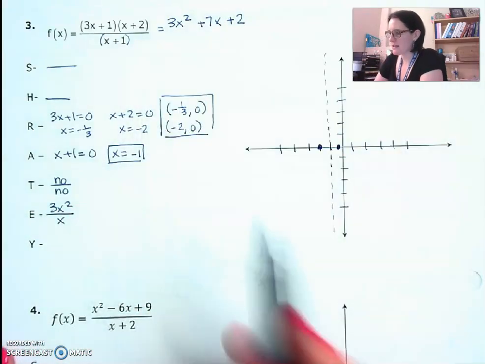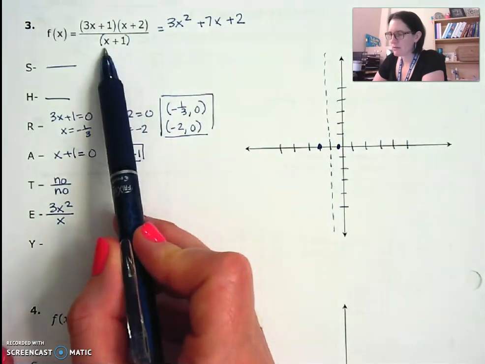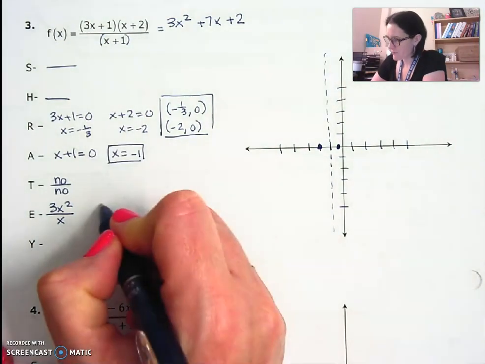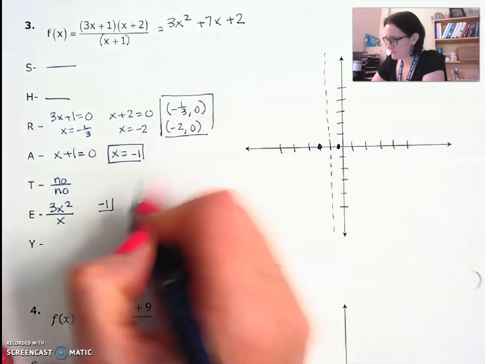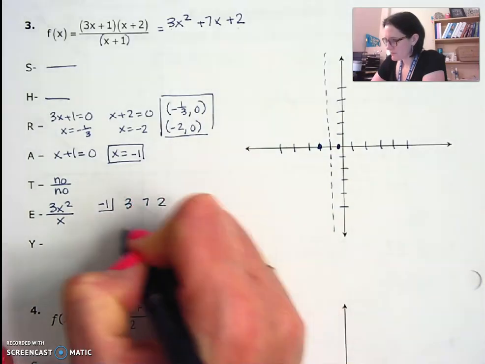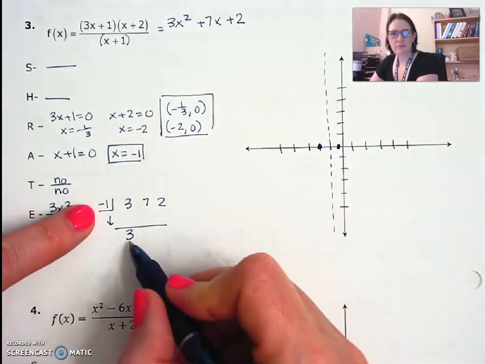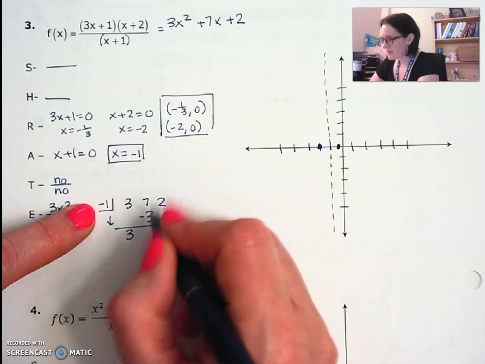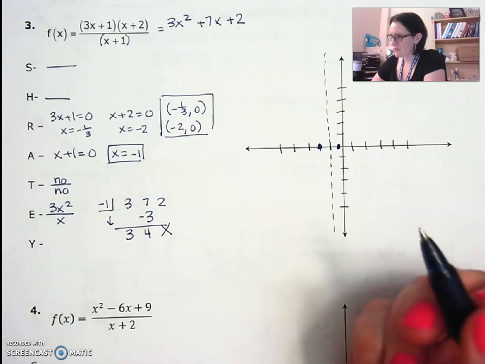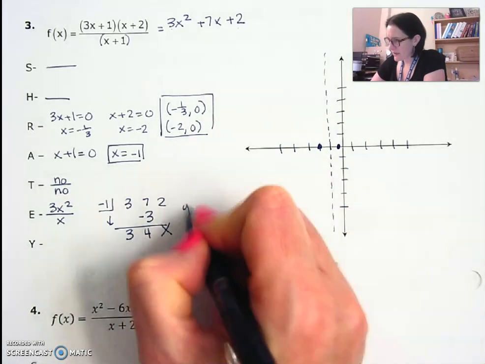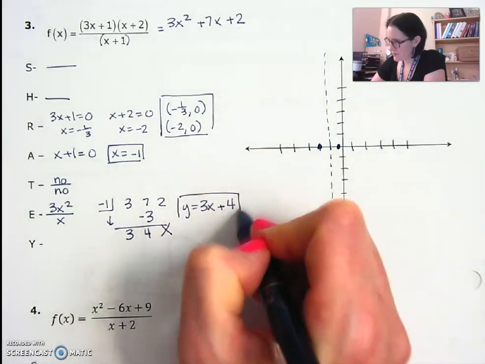All right, so now I'm going to use that to set up my synthetic division. I'm using the 0 of the denominator, which is negative 1. My coefficients are 3, 7, and 2. So I'm going to bring the 3 down. 3 times negative 1 is negative 3. 7 minus 3 is 4. And I don't care about the rest, just these first two values. Add your x back in, so my slant or oblique asymptote is y equals 3x plus 4.